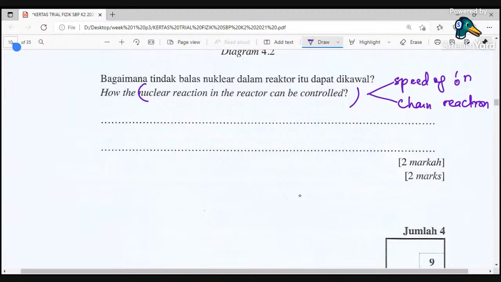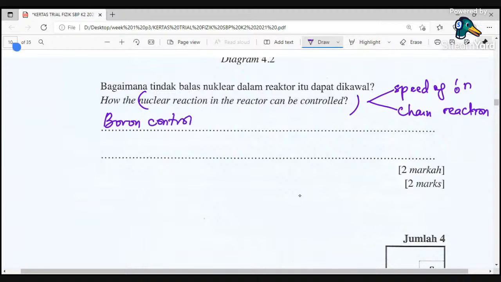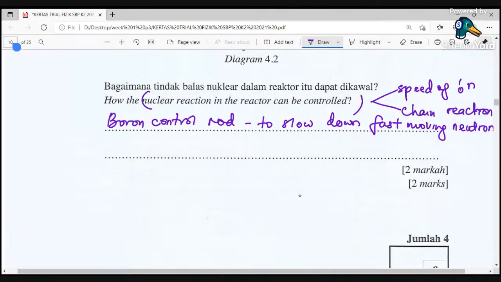Okay. For example, the boron control rod. This one is to slow down fast moving neutron. Because for the nuclear fission to occur, it requires a slow moving neutron. So need to slow down the movement of the neutron for the next fission process. Okay, so also we have a graphite moderator.